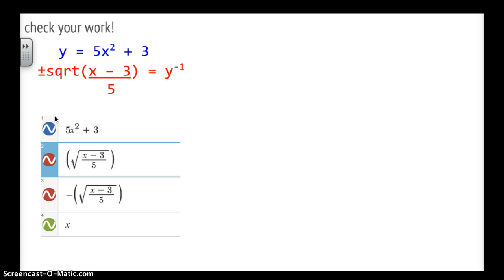So I got them all plugged in. I got 5x squared plus 3. And then I have the positive square root of (x minus 3) divided by 5. And I have the negative square root of (x minus 3) divided by 5. And then I also am going to graph that original green line that we looked at, of y equals x.